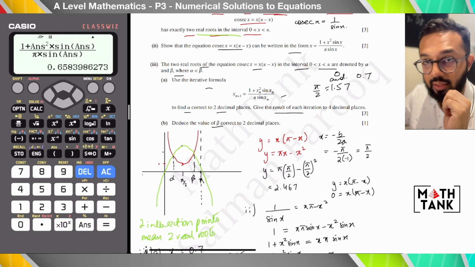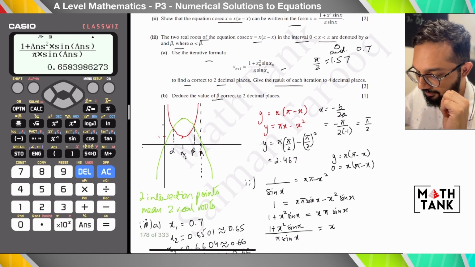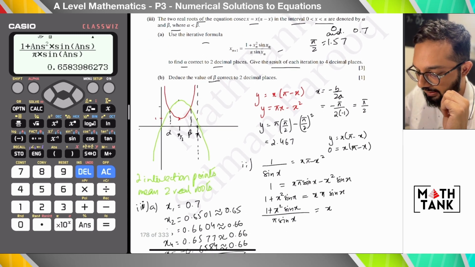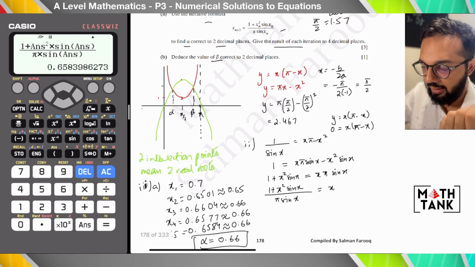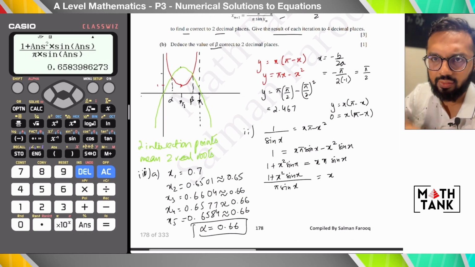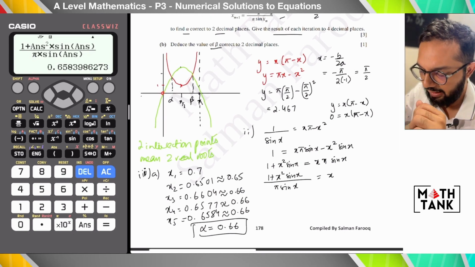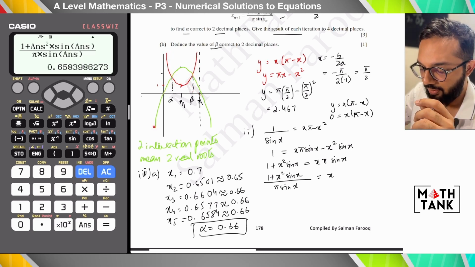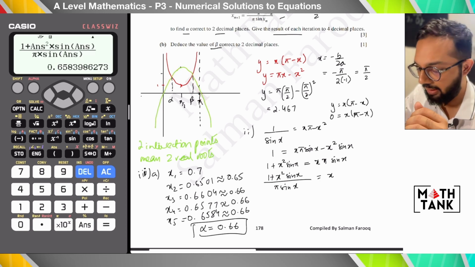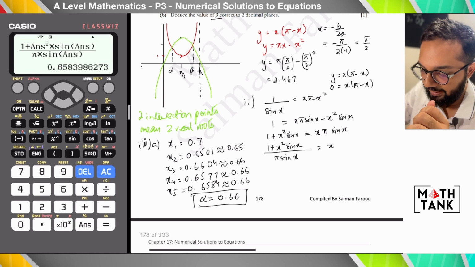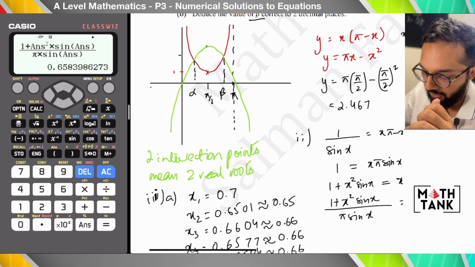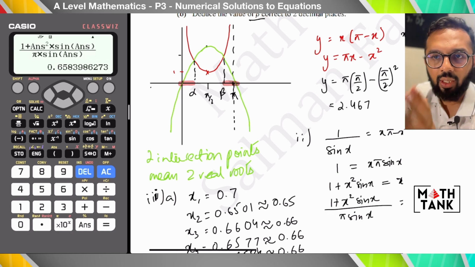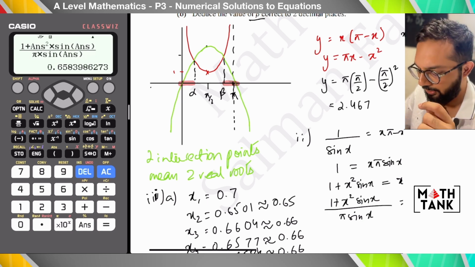Then deduce the value of beta correct to 2 decimal places. Beta is the other root. Now what I want you to understand is that both of these graphs are actually symmetrical. Why? Because you remember that sine x goes like that, which means that it was symmetrical on both sides. So is this quadratic graph, it's symmetrical about the turning point. So can I say that the distance from 0 to alpha is the same distance from beta to pi? Why? Because there is a symmetry and I know that those two are x-intercepts.